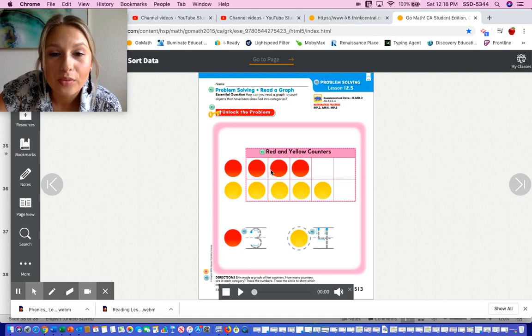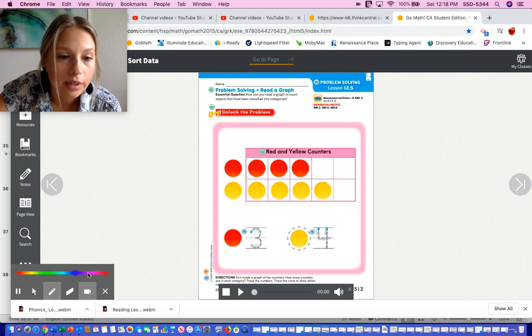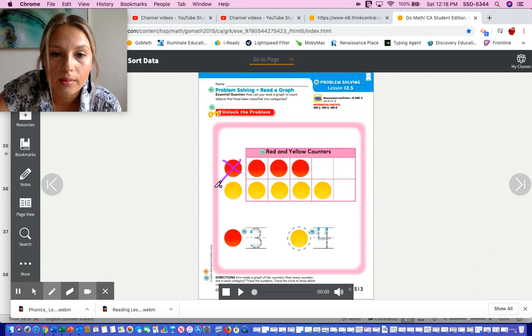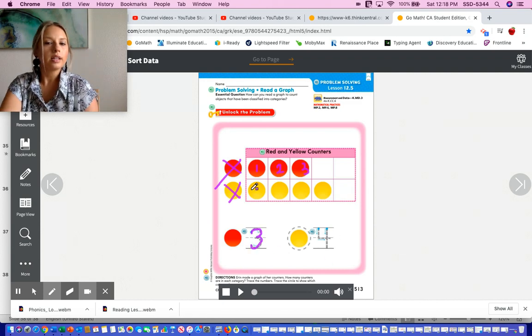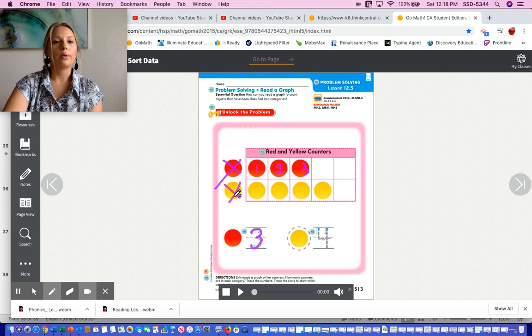All right, so we're going to count the red counters first. Here we go. We know we do not count the outside ones because that's not part of our graph. Let's count red. 1, 2, 3. So let's write next to the red counter, 3. Erin has 3 red counters. Let's count the yellow counters. Remember, we don't count the outside one. 1, 2, 3, 4. Okay, so let's write 4 next to the yellow counters.